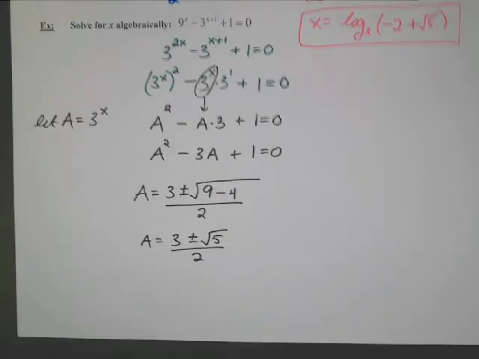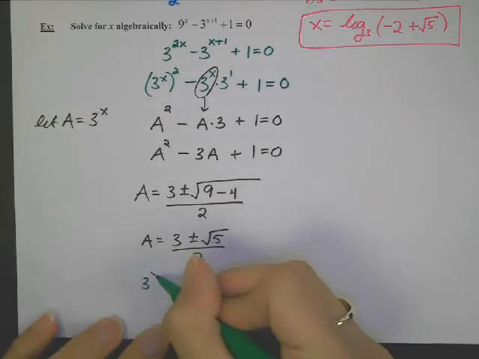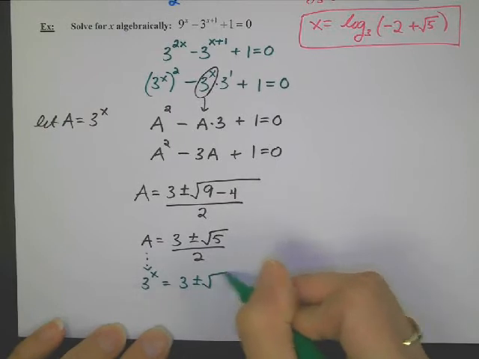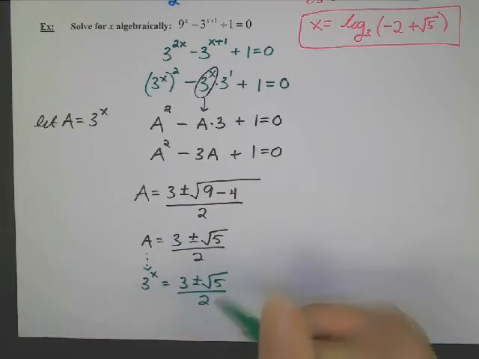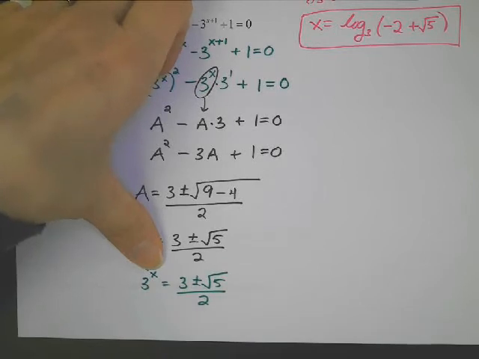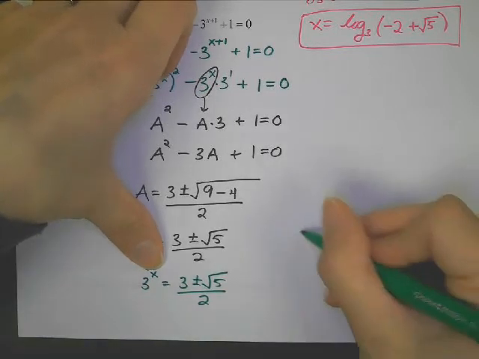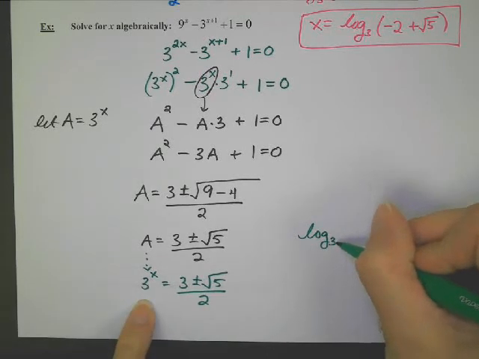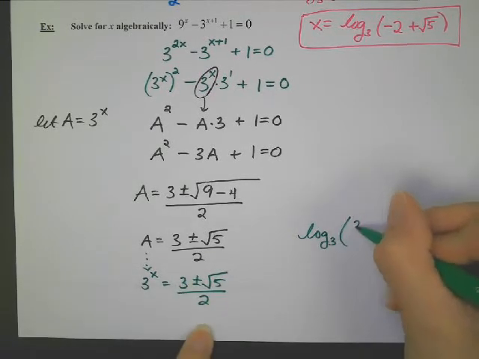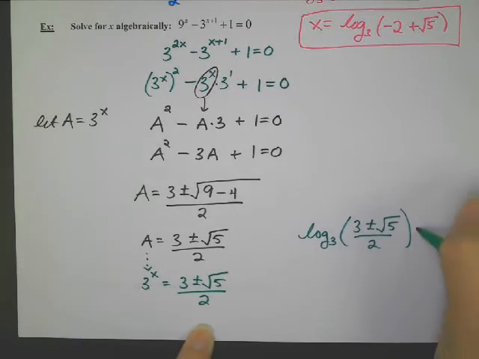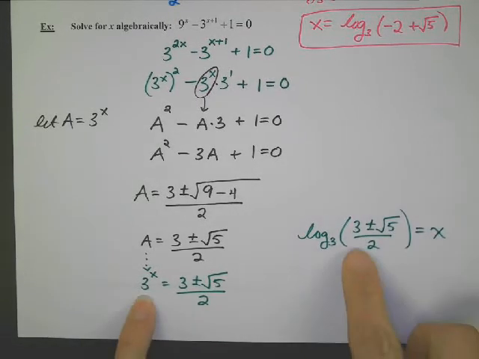So 3 to the x, where'd you go? 3 to the x equals 3 plus or minus radical 5 all over 2. How do you get something out of an exponent? We're going to have to switch to log. And what's the base? 3. All this stuff is going to go into the log of equals x. Let's just do a quick log circle.